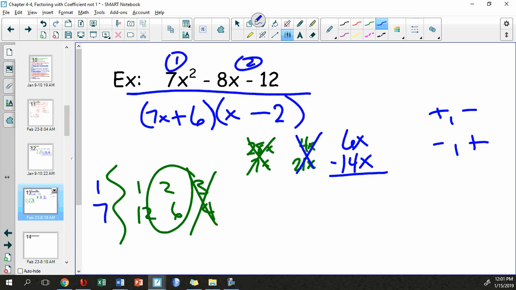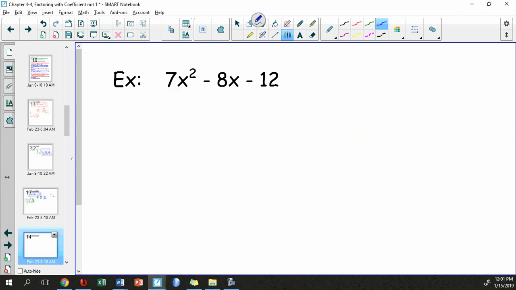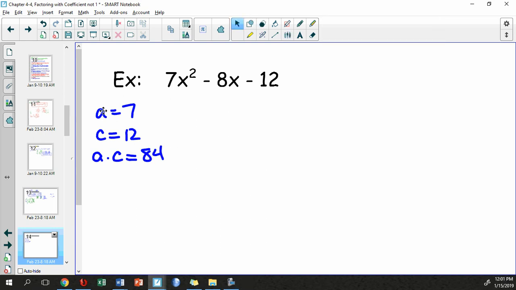Okay. We're going to do it again. We're going to do it the AC method. What's A? What's C? What's A times C? That's a lot of factors, isn't it? So I'm looking for factors of 84 that will give me what? 8.